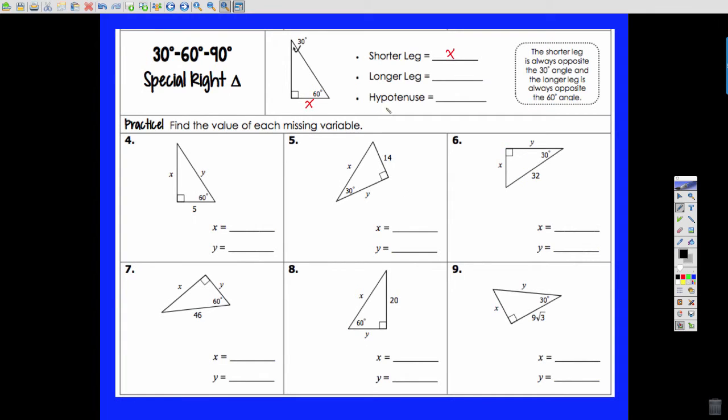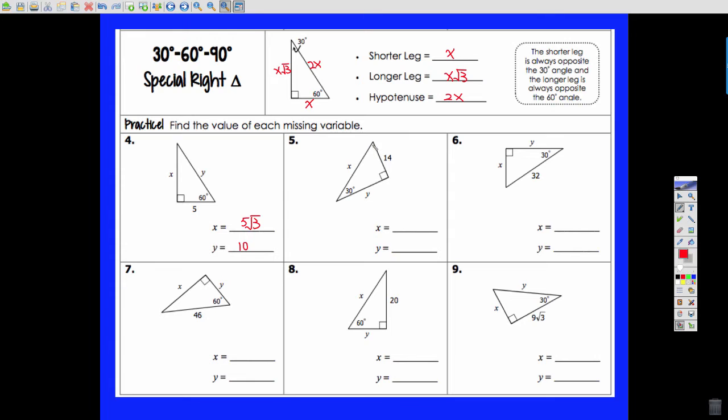So going back to our original slide, change my color back to red. We said if my short leg is x, my hypotenuse is 2x, and then this side is x root 3. Okay, so let's do some practice. If my short leg is 5, my hypotenuse must be 2 times 5, that's 10. And then my longer leg is my short leg times root 3.